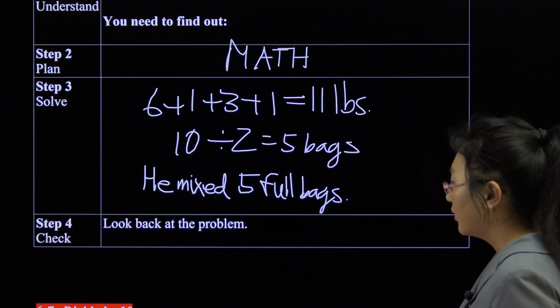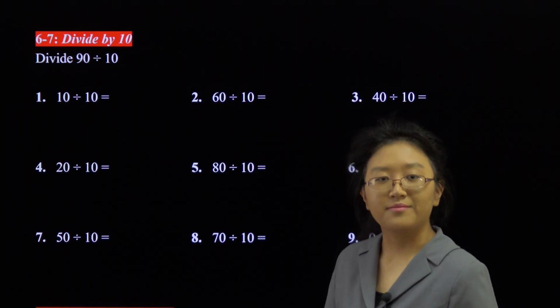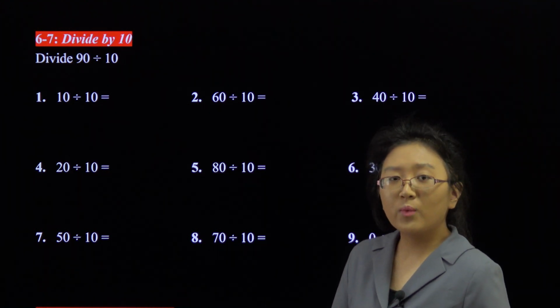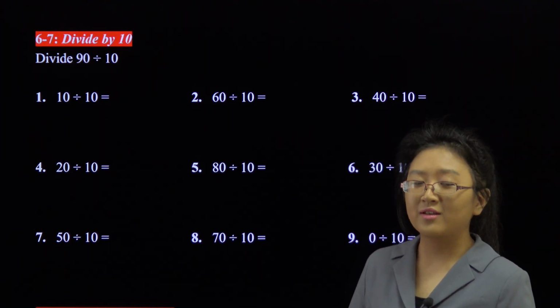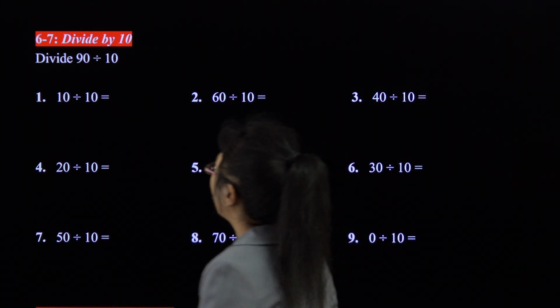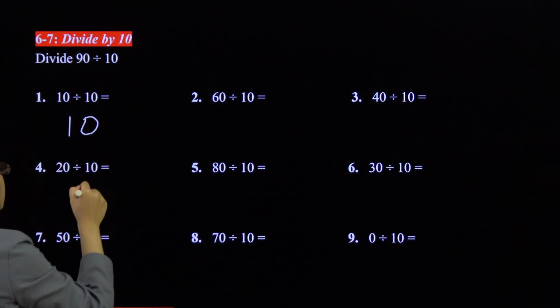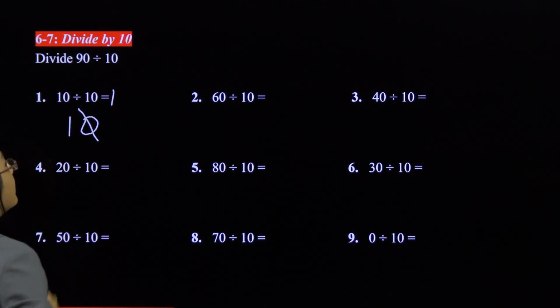So, we are correct. Now moving on to the next section, divide by 10. Now remember what I said about multiplying by 10? You add a 0. Well, in division, you take off the 0. So if it's 10 divided by 10, then you get 10, and you take off the 0, and that's 1.